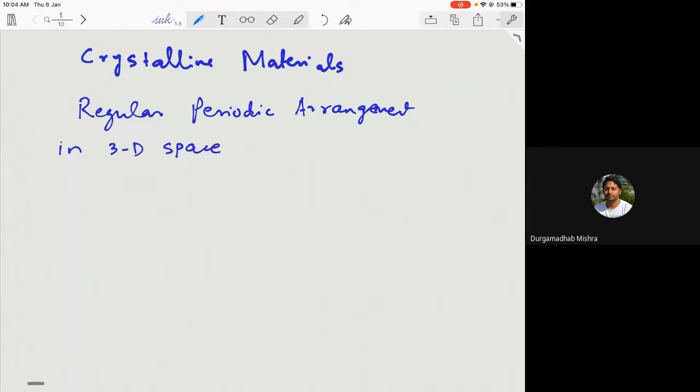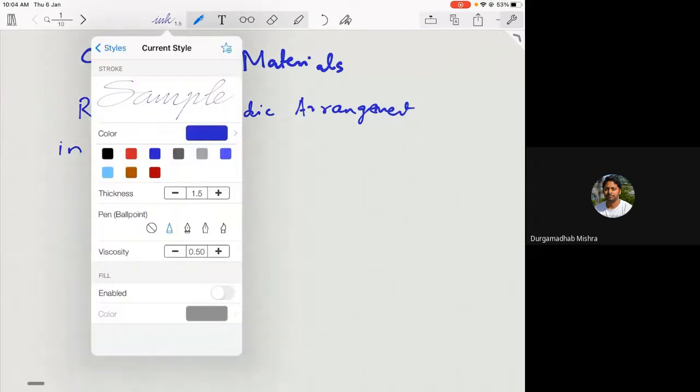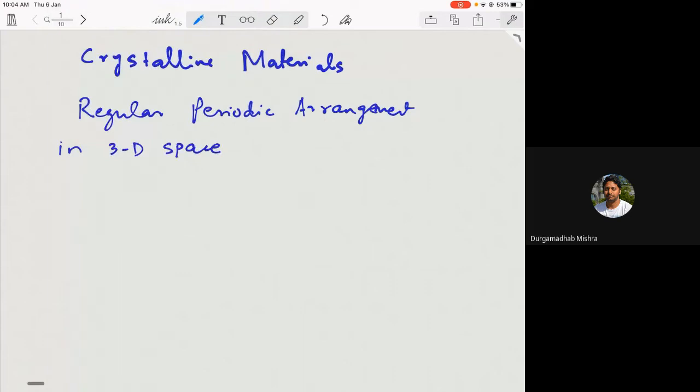To give you one example, let's look at just one dimension. In one dimension, you can have atoms which are arranged in such a way. This is a one-dimensional arrangement of atoms, and this is a long-range order with periodicity A. So this is a one-dimensional periodic arrangement.